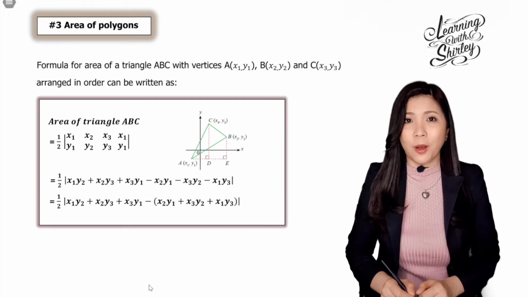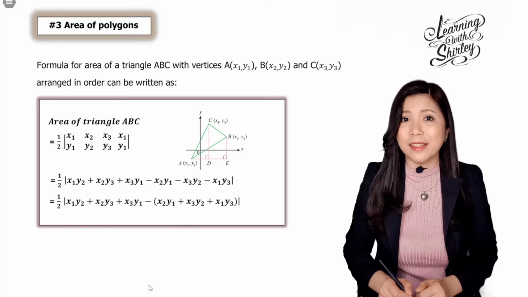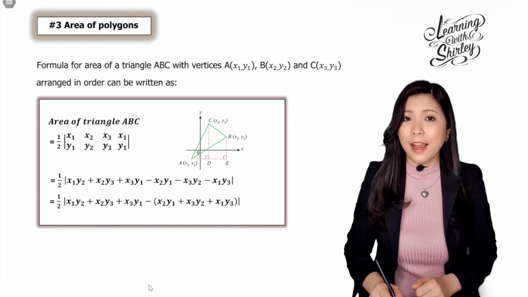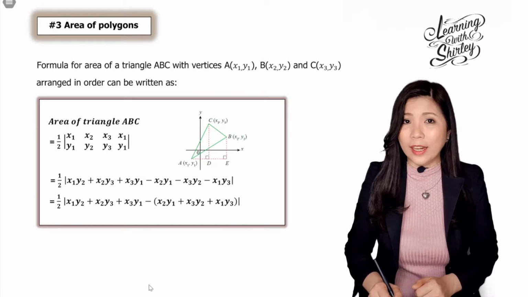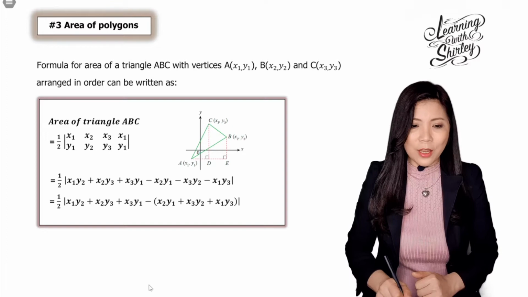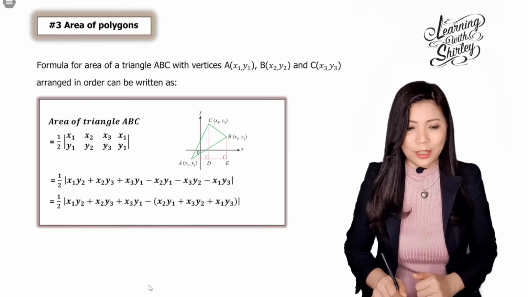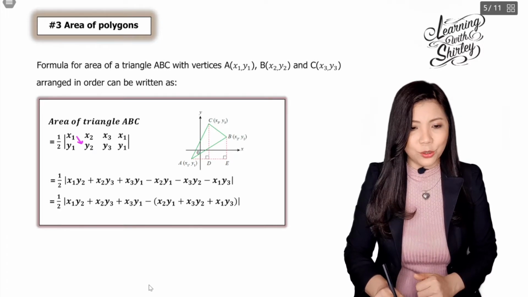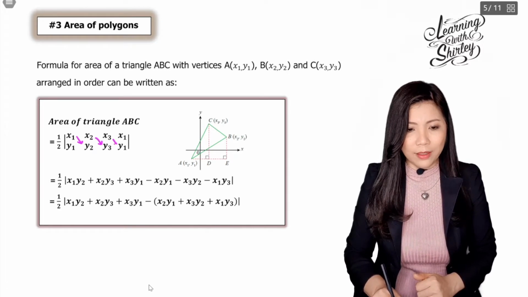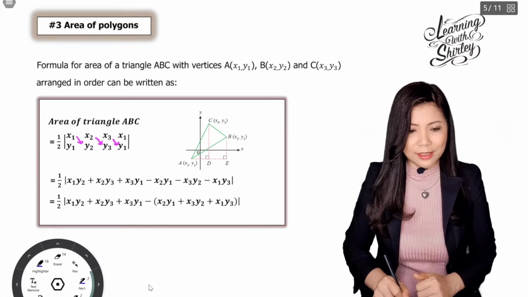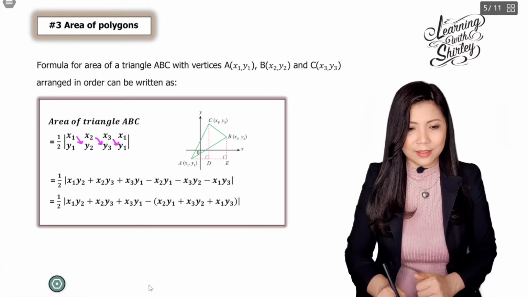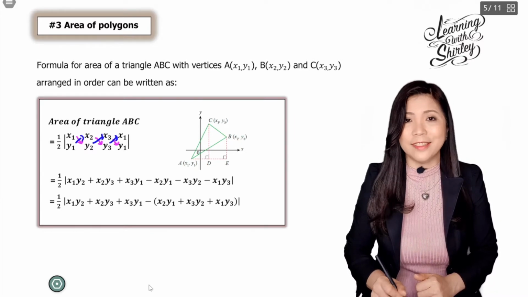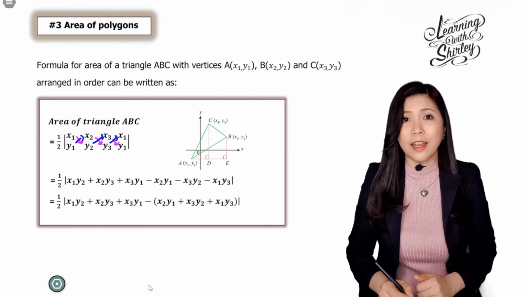To find the area of a polygon, which is a triangle with vertices A, B and C arranged in order, we use this formula: half modulus of the determinant x1, y1, x2, y2, x3, y3 and back to x1, y1, which equals half times modulus of x1y2 plus x2y3 plus x3y1, and then you minus x2y1, minus x3y2, and minus x1y3. Memorize this formula if you want to find the area of a triangle.